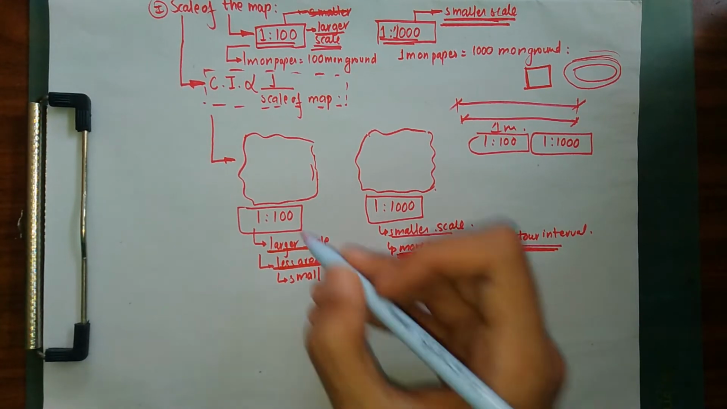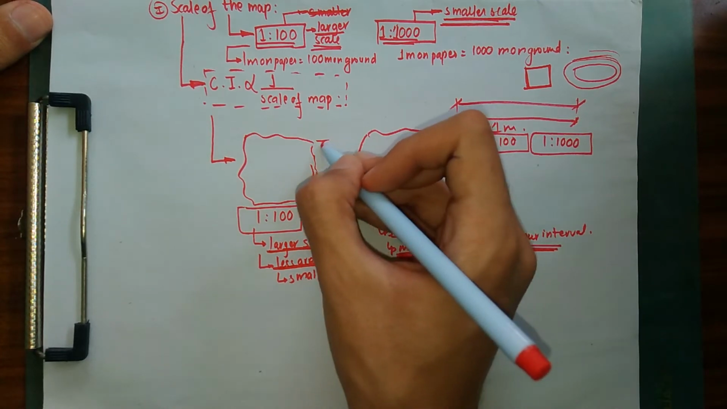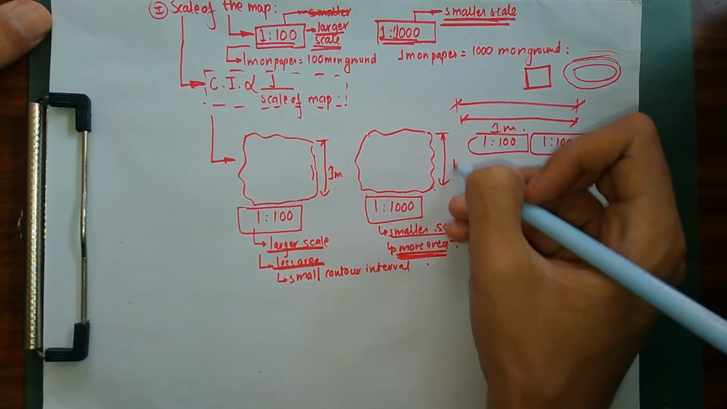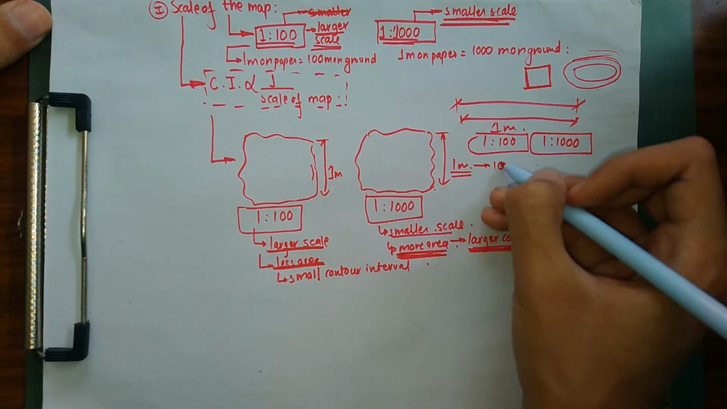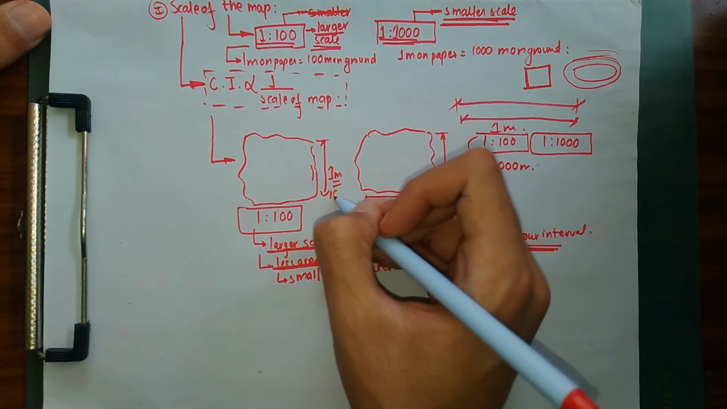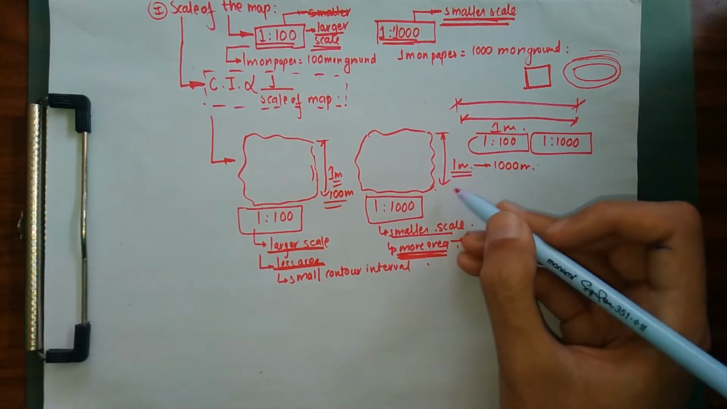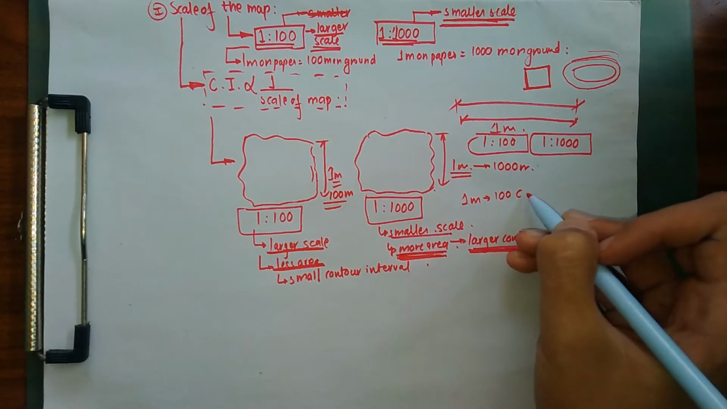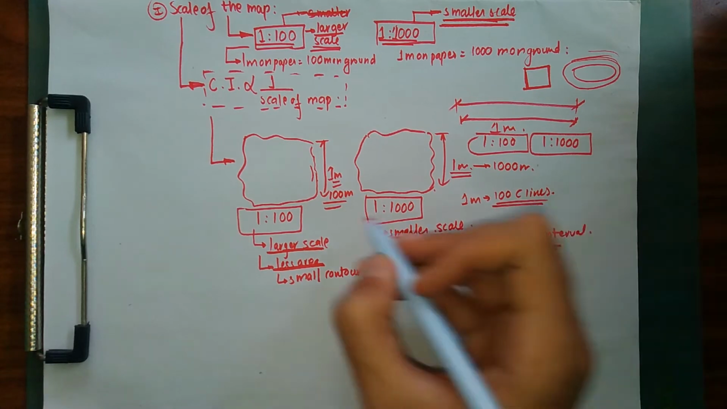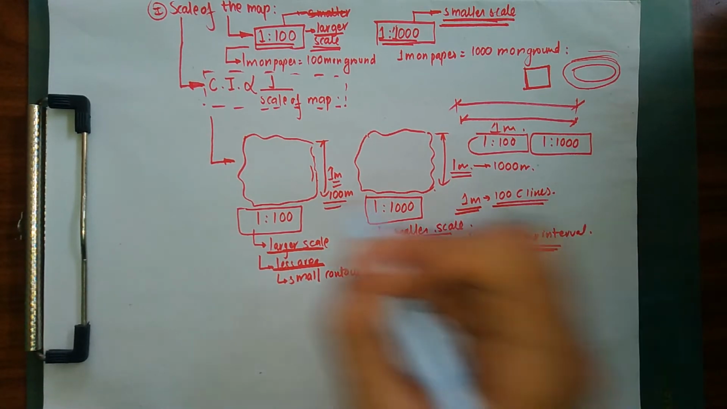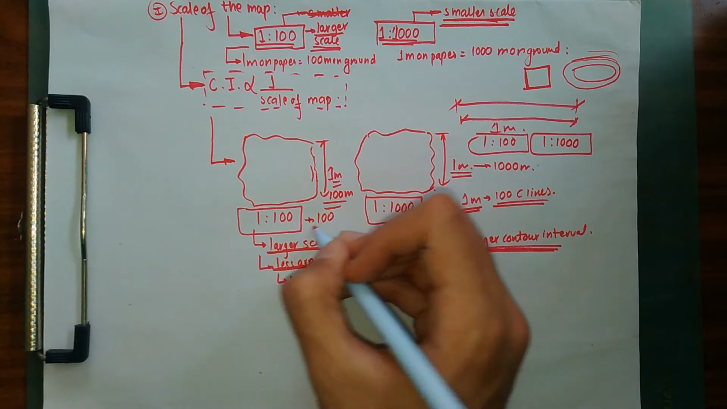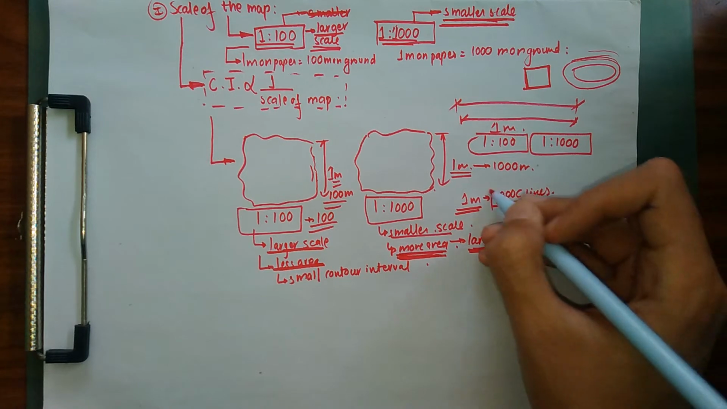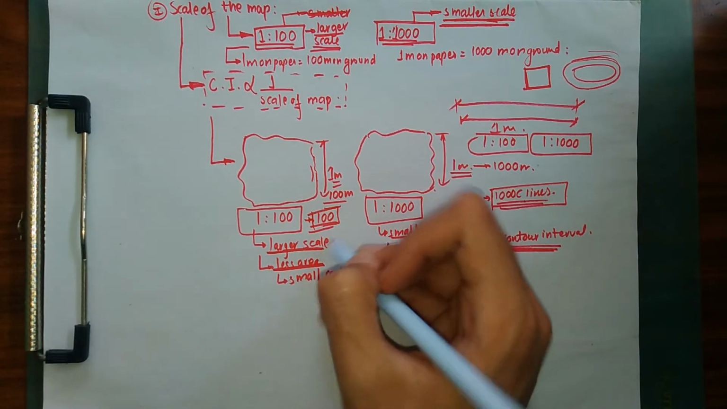So why is this? For my 1:100, let's say this is an area of 1 meter on paper, while this is also an area of 1 meter on paper. On my real ground, this is going to be 1000 meters, while this is going to be just 100 meters. So if I use a contour interval of 1 meter, I am going to have 1000 contour lines. While in this case, if I choose a contour interval of 1 meter for my larger scale, I am going to have 100 contour lines.